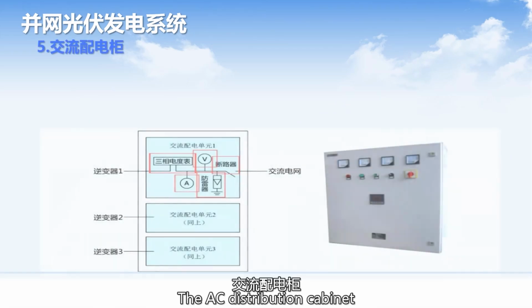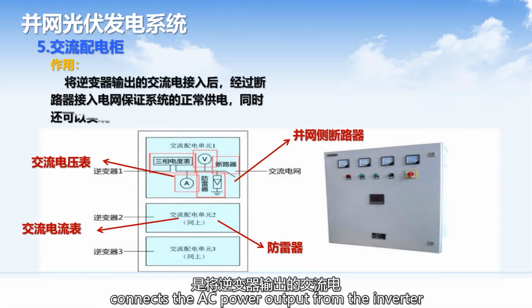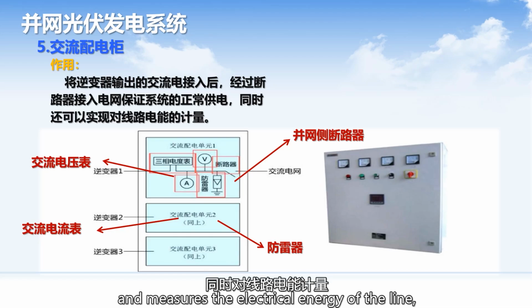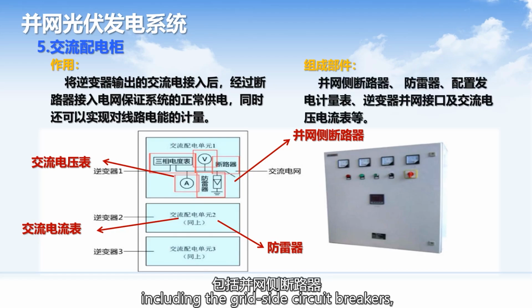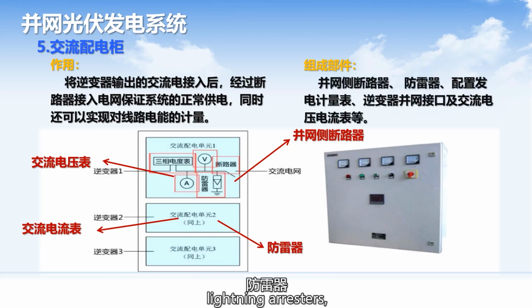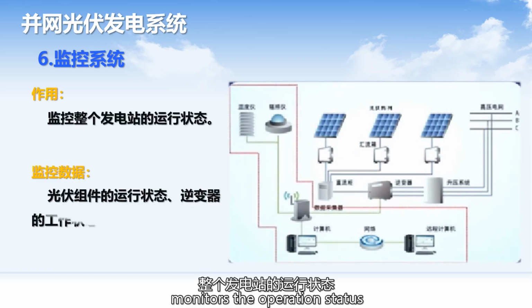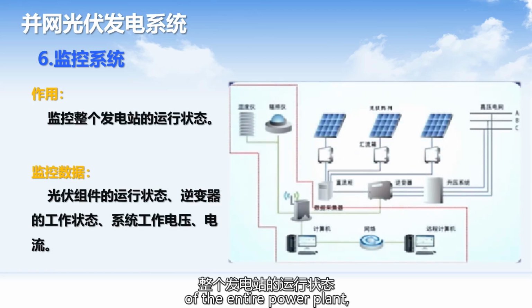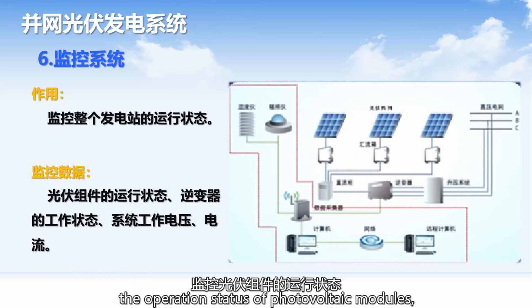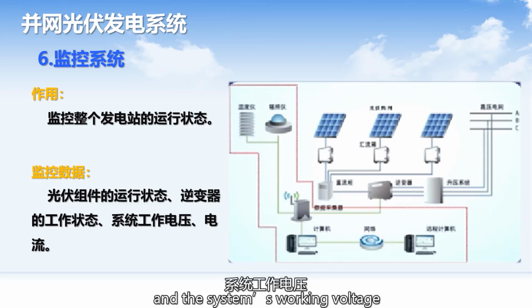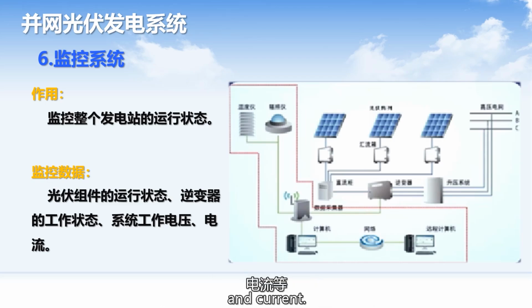The AC distribution cabinet connects the AC power output from the inverters to the power grid through a circuit breaker and measures the electrical energy of the line, including the grid-side circuit breakers, lightning arresters, and AC voltage and current meters. The monitoring system monitors the operation status of the entire power plant, the operation status of photovoltaic modules, the working status of the inverters, and the system's working voltage and current.